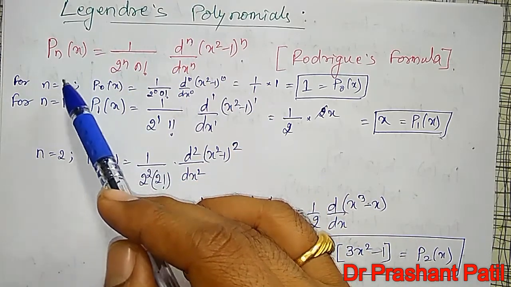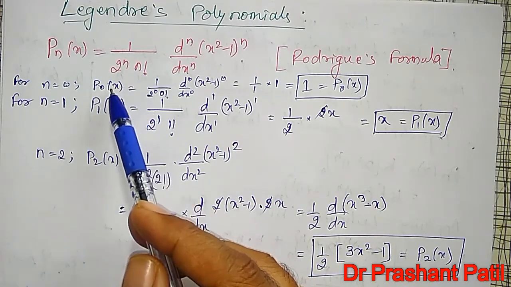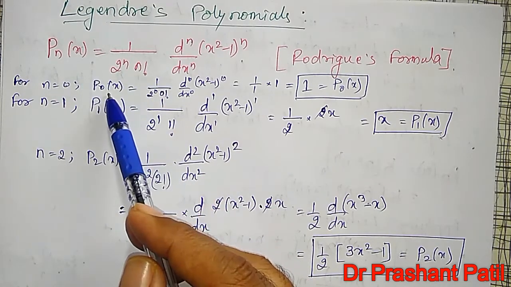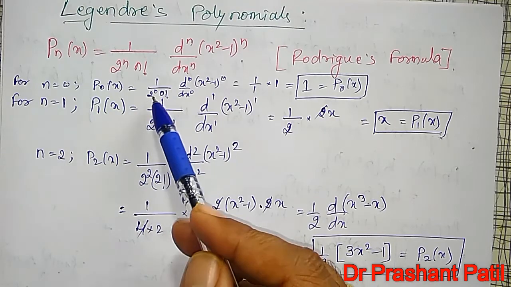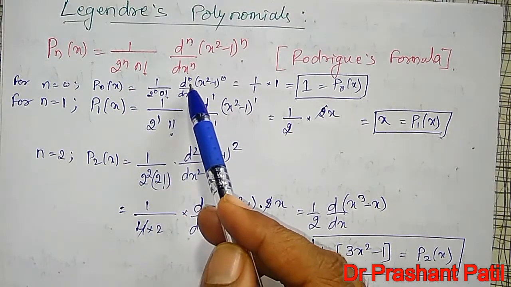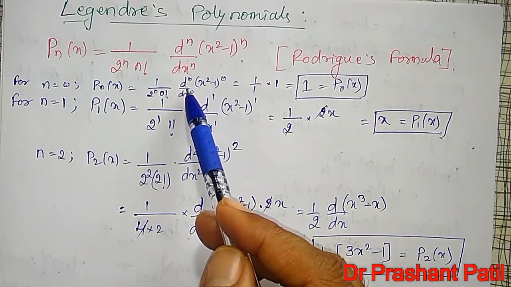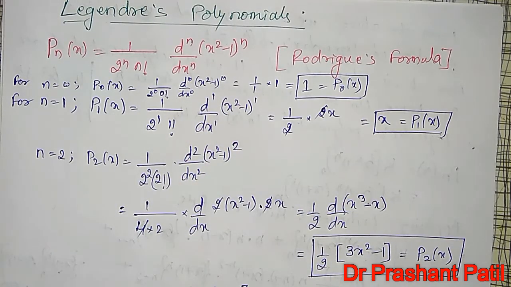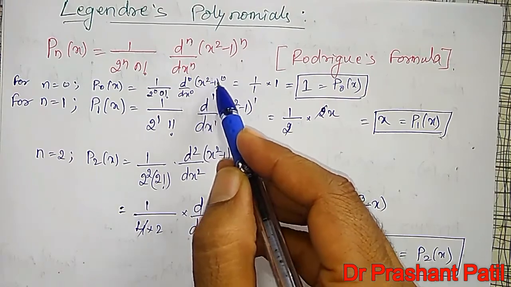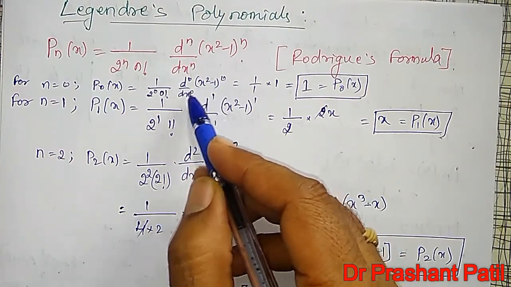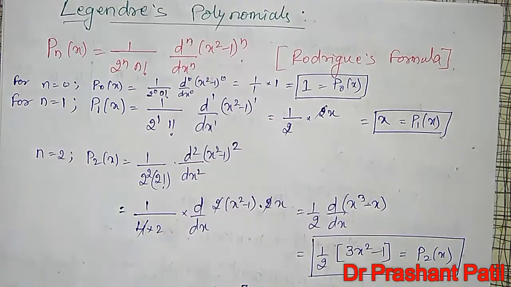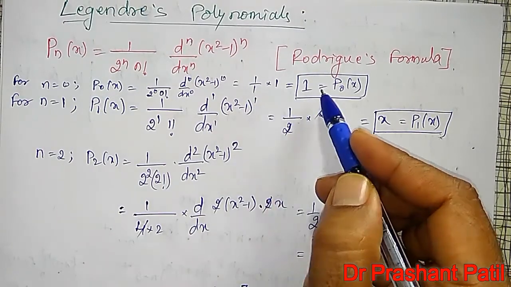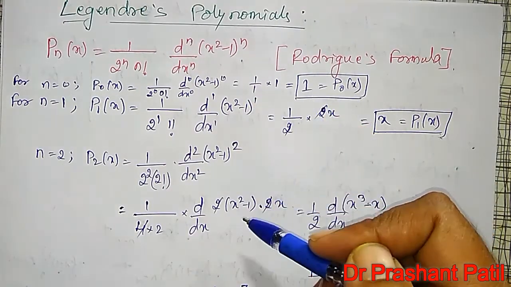For n equal to 0, what happens? Substituting n equal to 0 in the Rodrigues formula, P naught of x is equal to 1 by 2 to the power 0, 0 factorial, into the 0th derivative of this, which will become 1. It will not become 0. Understand this? Anything raised to 0 is 1. Therefore, its 0th derivative, no derivative is taken, so it is equal to 1. Therefore, P naught of x is equal to 1.